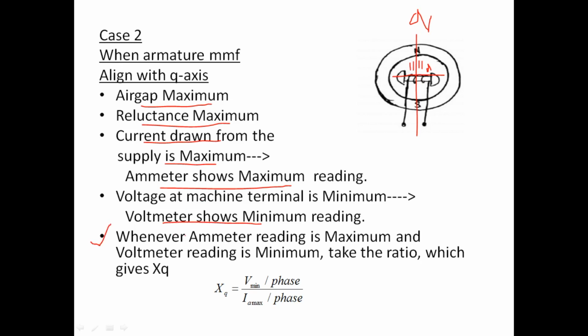So what we conclude is that whenever the ammeter reading is maximum and the voltmeter is minimum, we take the ratio at that point and this ratio will give Xq. How do we find Xd? Xd we find when the voltmeter is showing maximum and the ammeter minimum, taking the ratio. We have to take per phase values, because all the values given are 3-phase values, and then we get Xd and Xq. So this is the slip test.